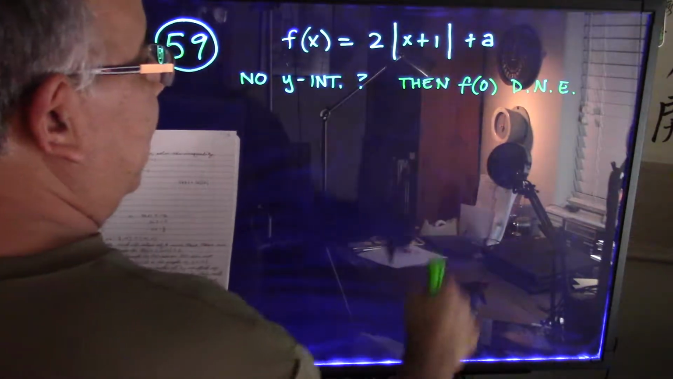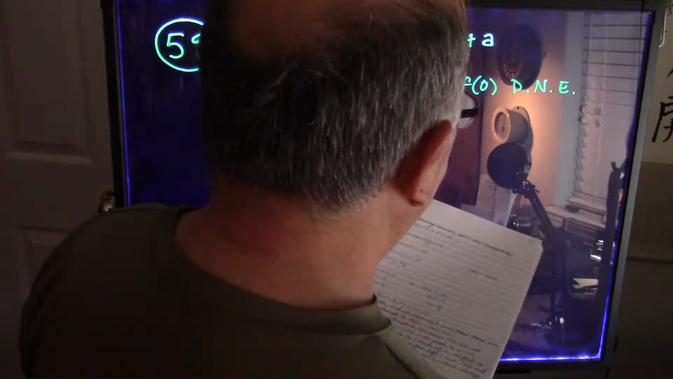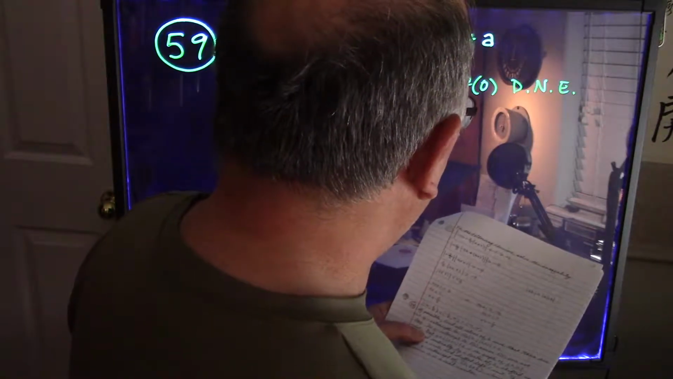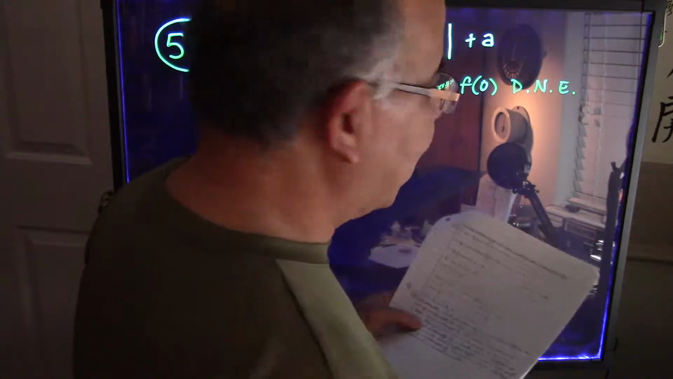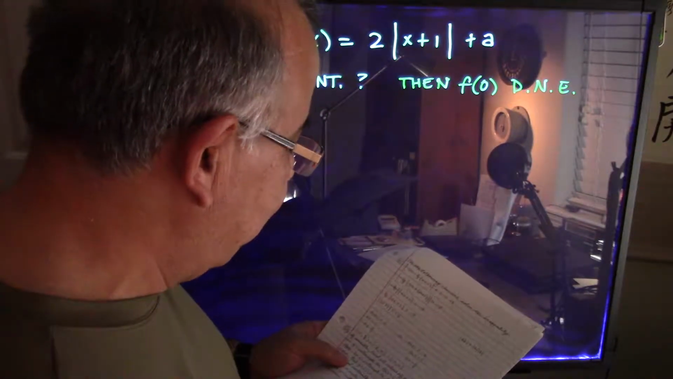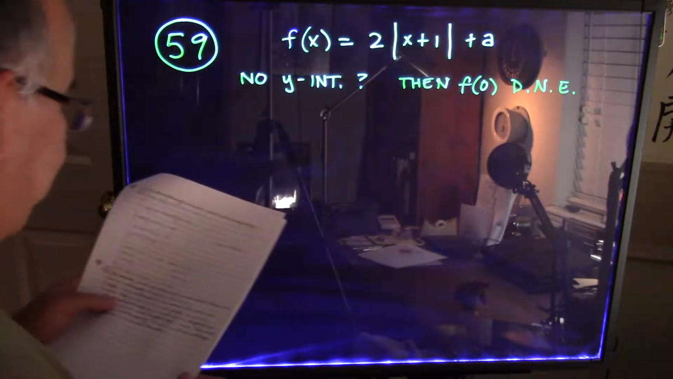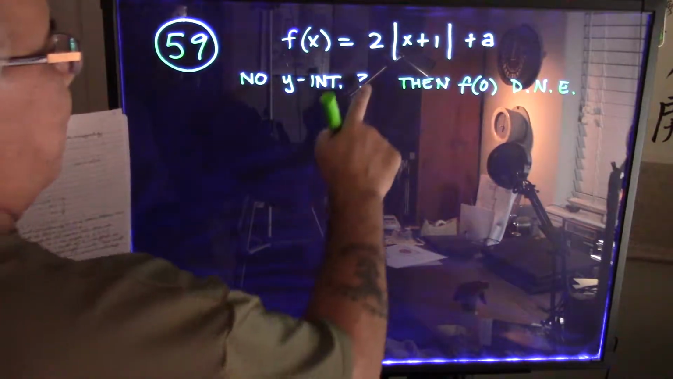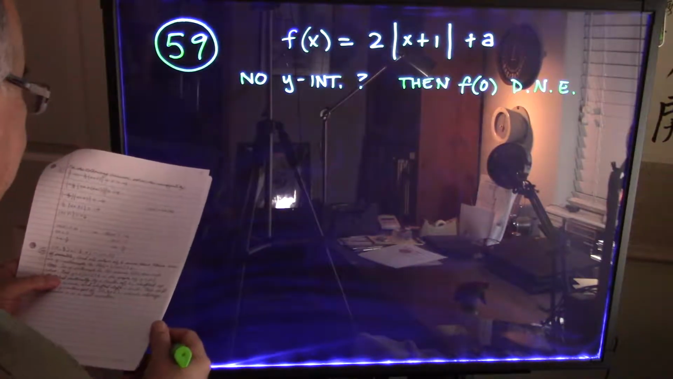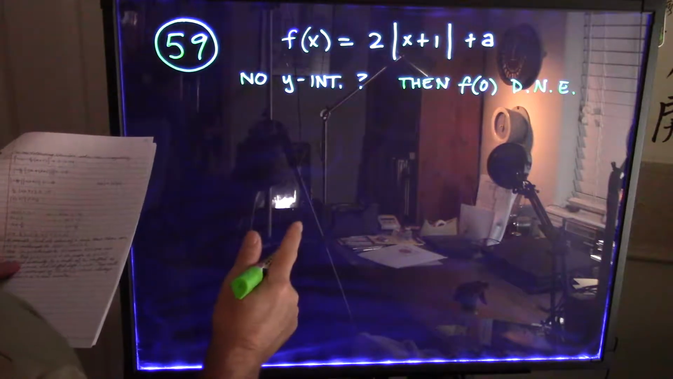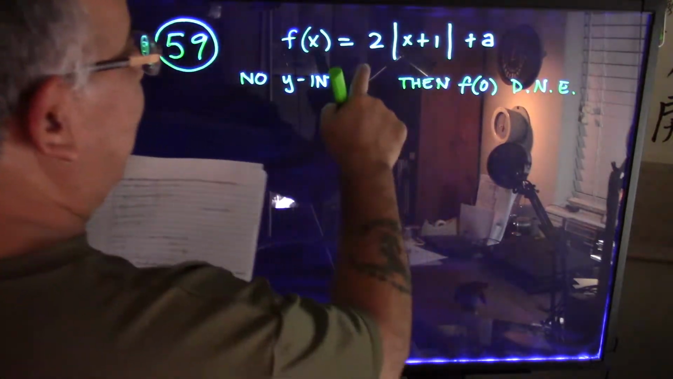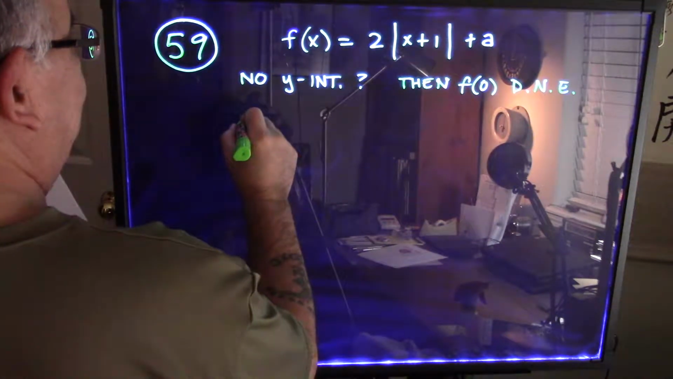Why? If x equals 0, that's where you're going to have your y-intercept, right? That's where the graph touches the y-axis, and that's when x equals 0. So you're saying then that f of 0 doesn't exist. But if you look at this graph, y equals 2 absolute value of x plus 1 plus a, it's the graph of y equals absolute value of x, which is stretched vertically by a factor of 2.